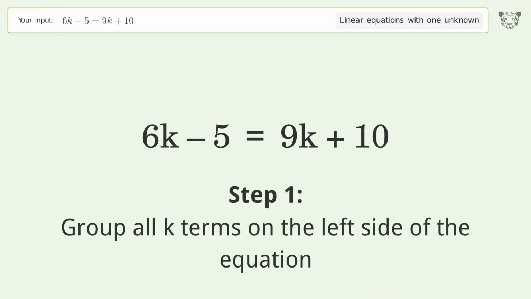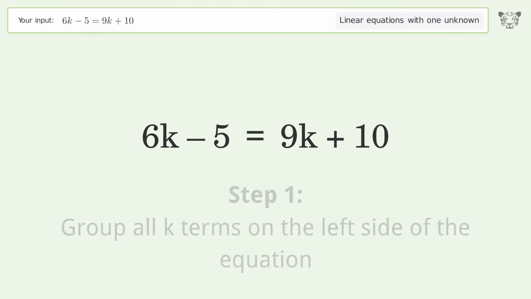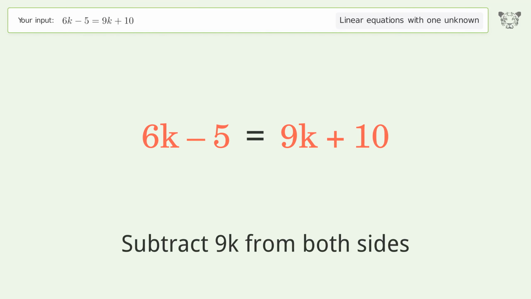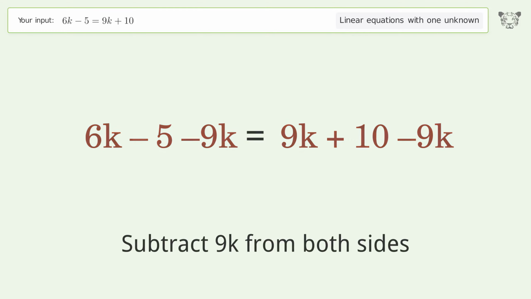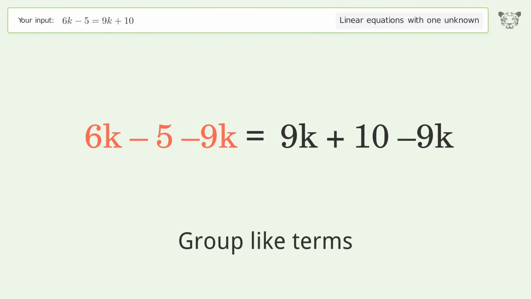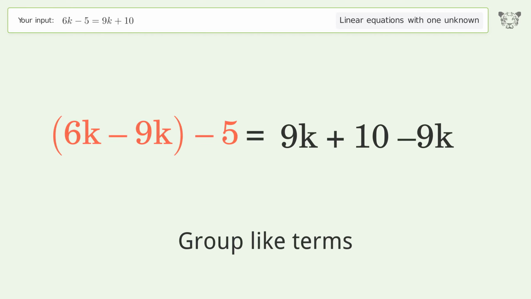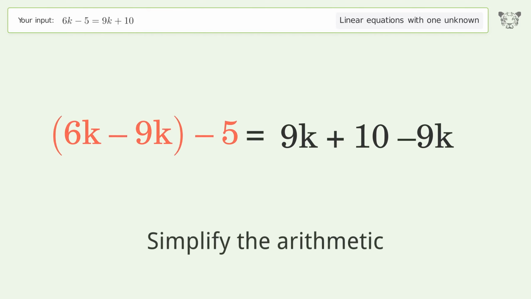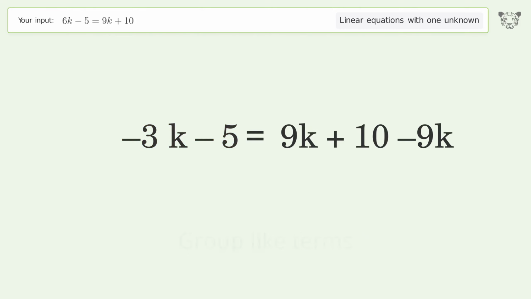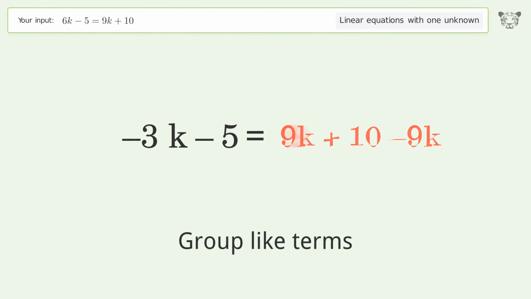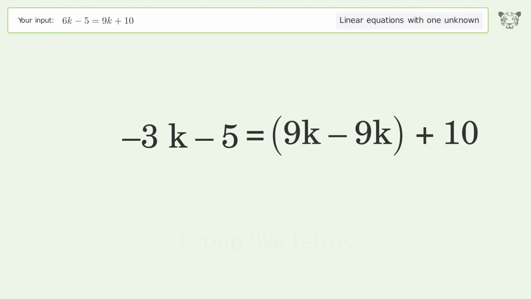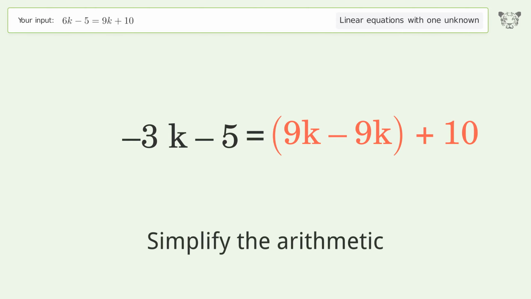Group all k terms on the left side of the equation. Subtract 9k from both sides. Group like terms. Simplify the arithmetic. Group like terms. Simplify the arithmetic.